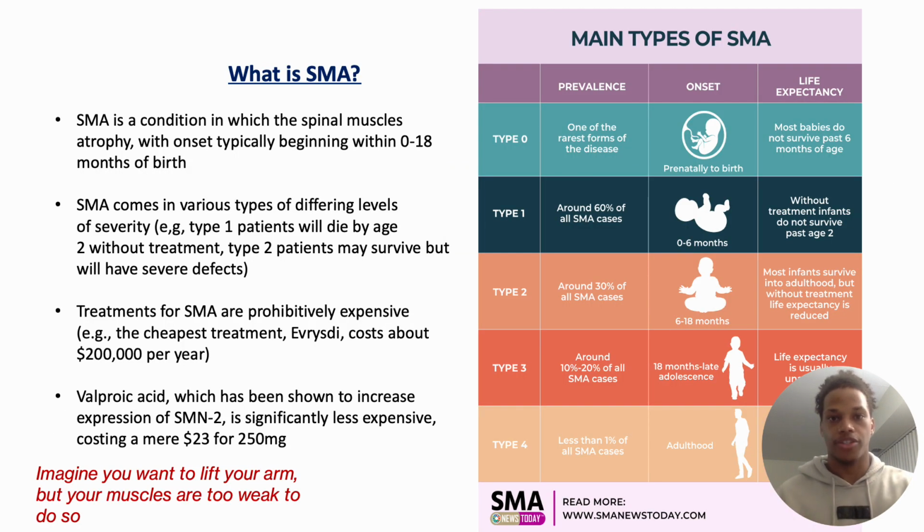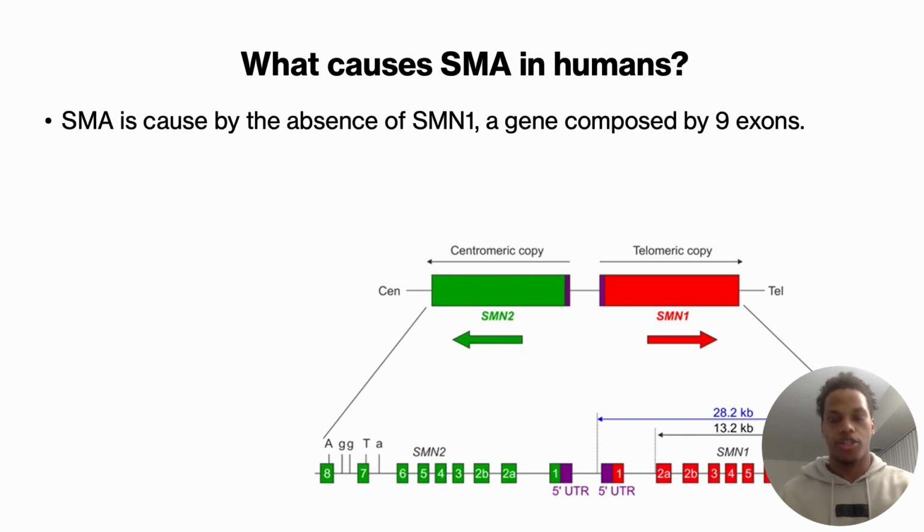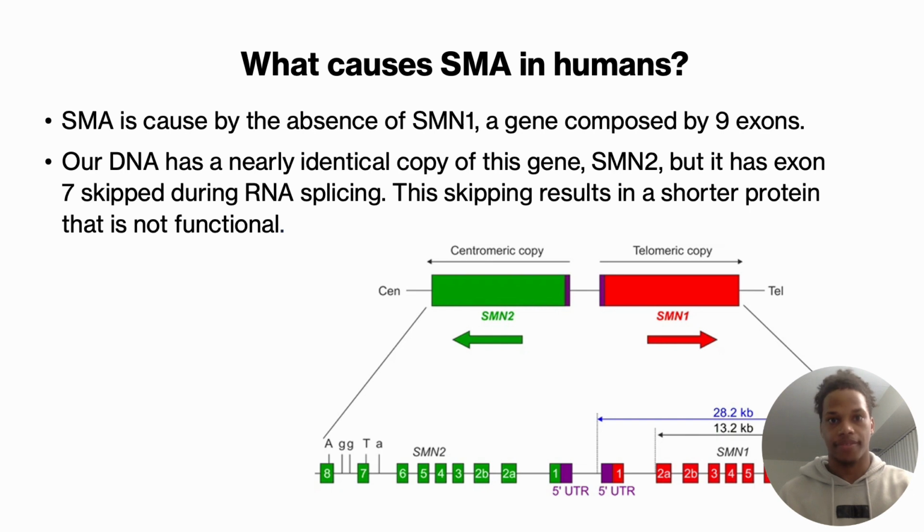Spinal muscular atrophy is a genetic disease that prevents young infants from living normal functional lives. There are two types: type 1 SMA without treatment, and type 2 SMA may survive but have severe defects. What causes SMA is an absence of the SMN1 gene, and then a nearly identical copy of this gene, SMN2, has a defect of skipping exon 7 during RNA splicing.